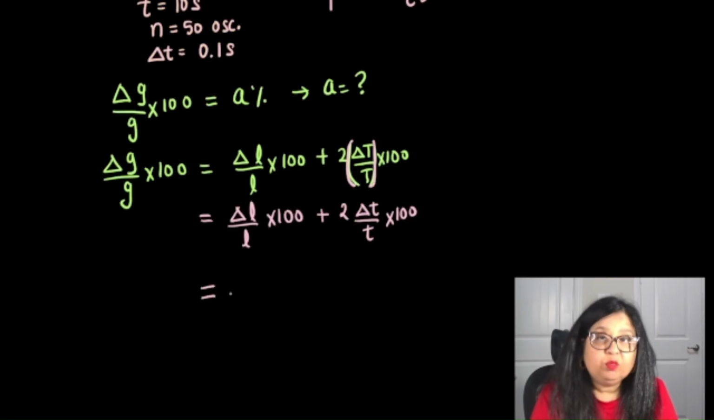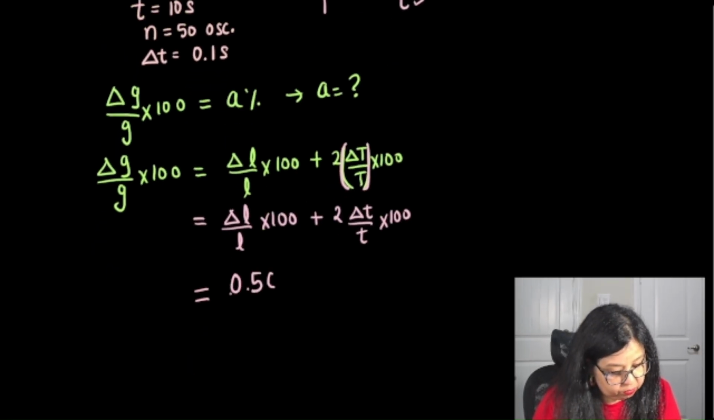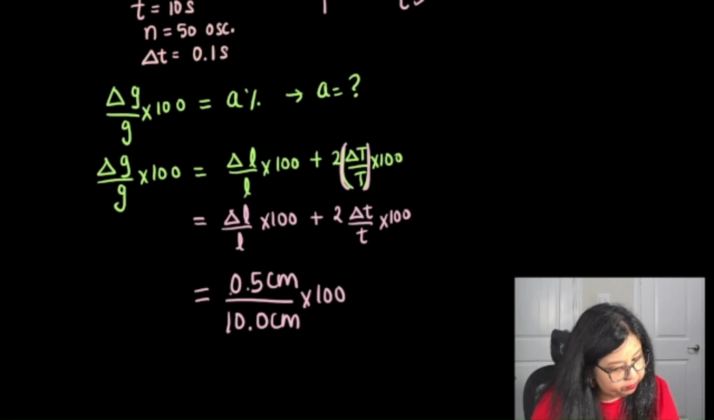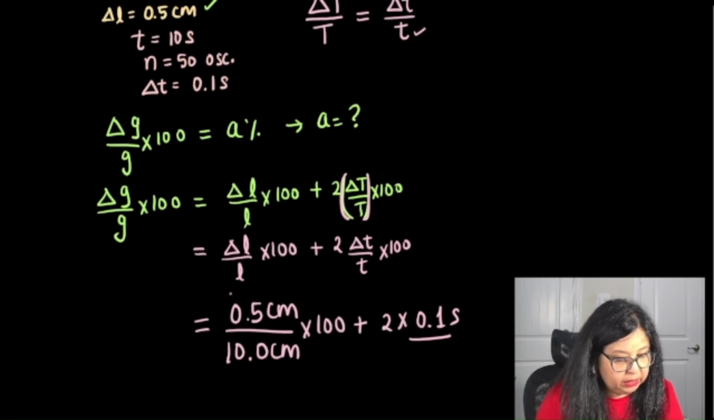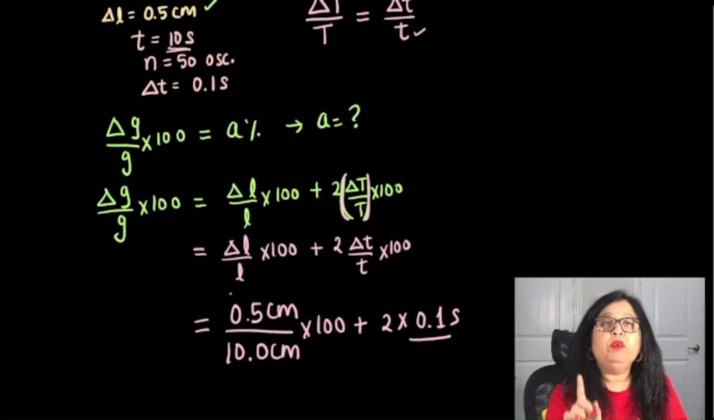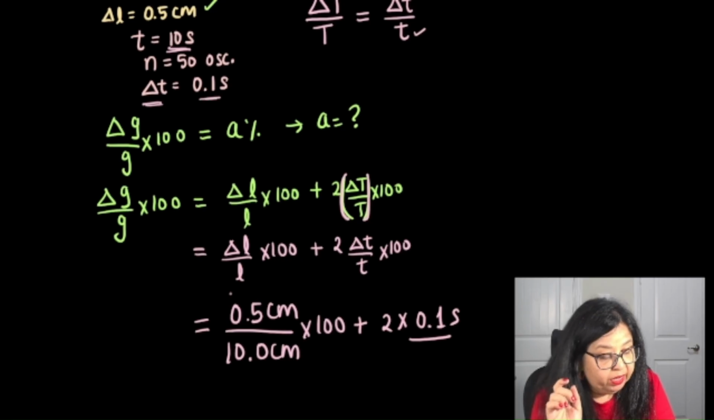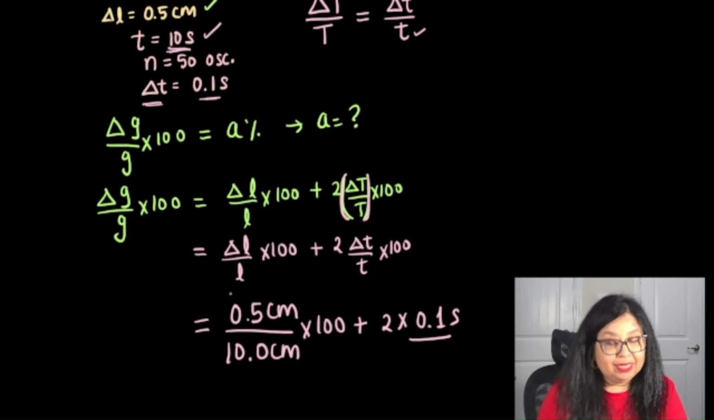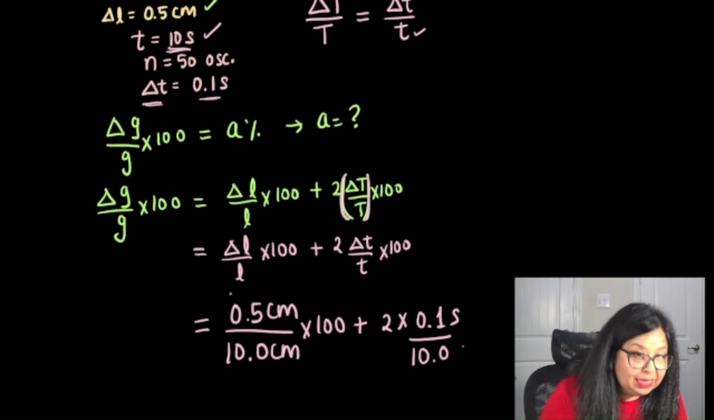So next thing we need to do is plug in numbers here. Delta L is 0.5 centimeters, and L is 10.0 centimeters, times 100. 2 times delta t. Delta t is 0.1 seconds. But t over here is 10 seconds. However, the rule for the error or the uncertainty says that if the uncertainty is to 1 decimal place, then t must also be to 1 decimal place, and vice versa. So even though we are given 10 seconds here as a whole number, when I write down the value of t here, I'm going to write it as 10.0 seconds times 100.